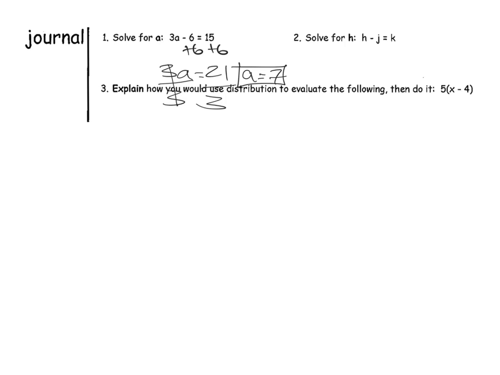Okay, number 2, solve for H. What do I have to do to get H by itself? I have to add J to both sides. So H equals what? H equals J plus K.